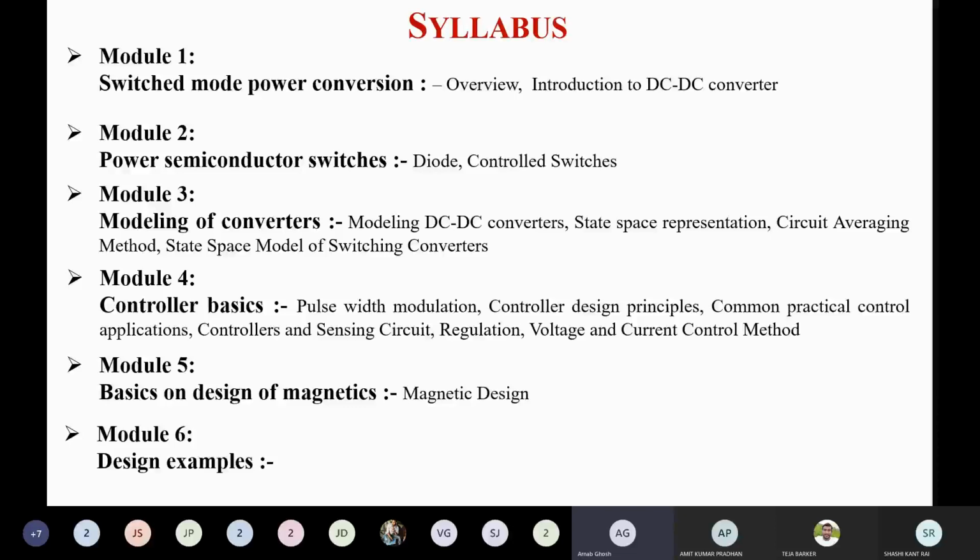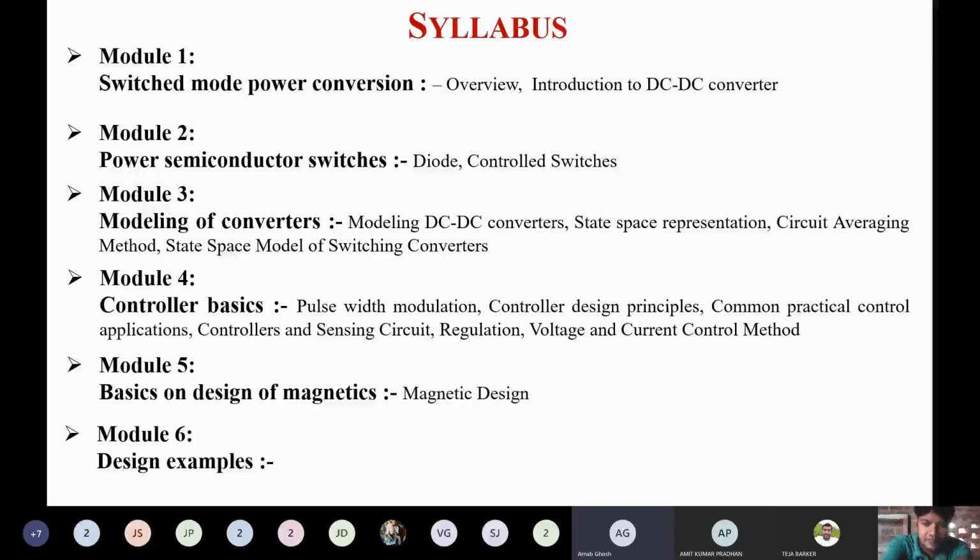So what type of regulation are you maintaining? Output voltage regulation. Such a process is called feedback control. Sometimes we also use the input voltage. Any variations in the input voltage we compensate to keep the output voltage fixed. That is also known as feed forward control, which means in the input side we are controlling the entire process.